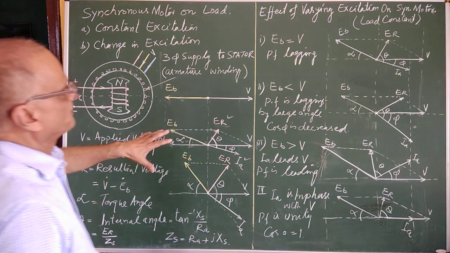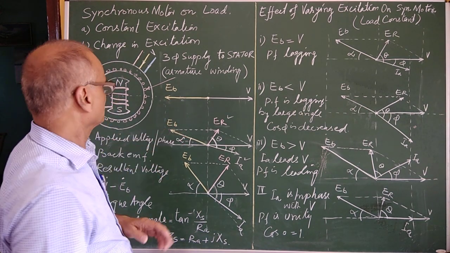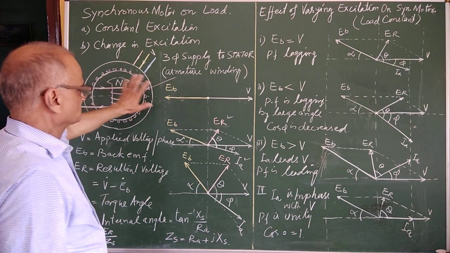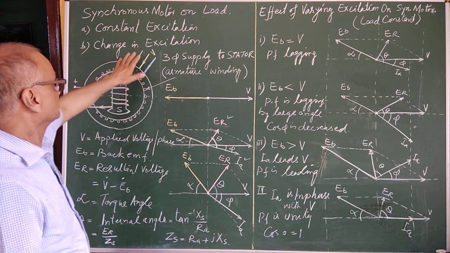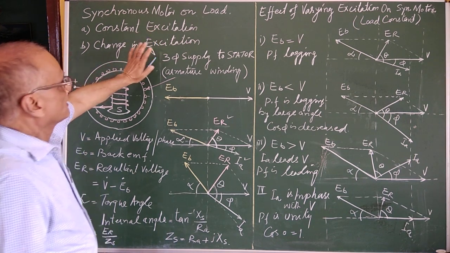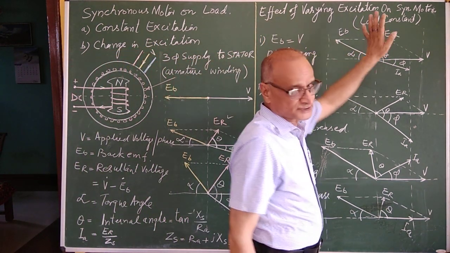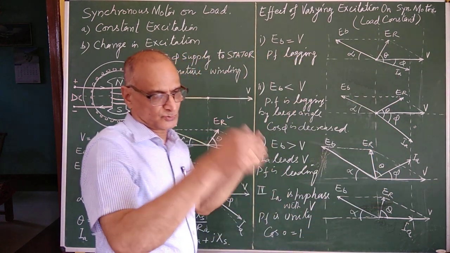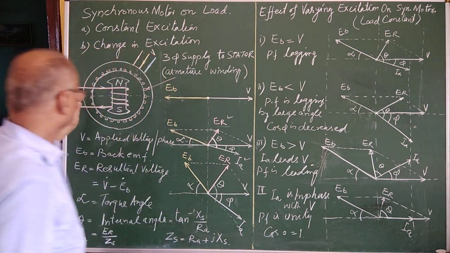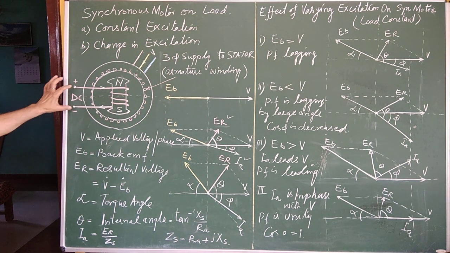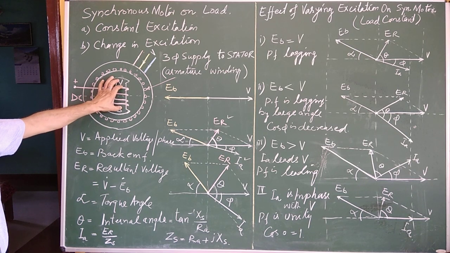Now we will discuss the effect of varying excitation on synchronous motor. In the previous case, we varied the mechanical load of the motor, keeping excitation constant. And now we are discussing varying excitation of the motor while load is constant. Means motor is running at a constant load, we are not changing it. We are only increasing or decreasing the excitation. Excitation means DC current to the field winding of the magnet.